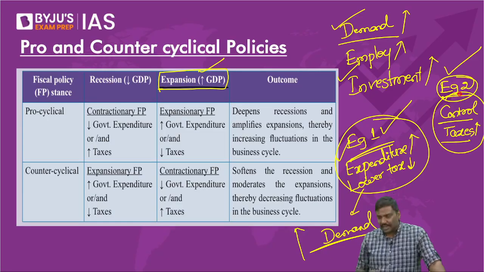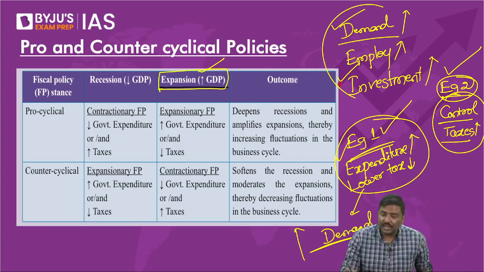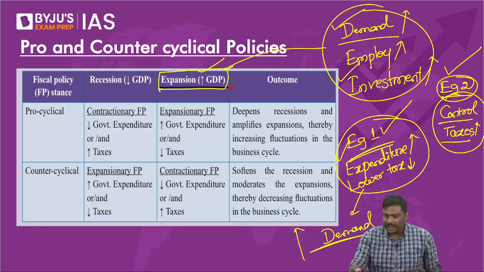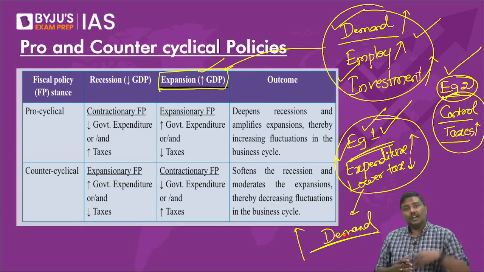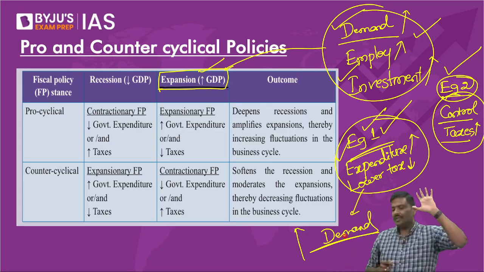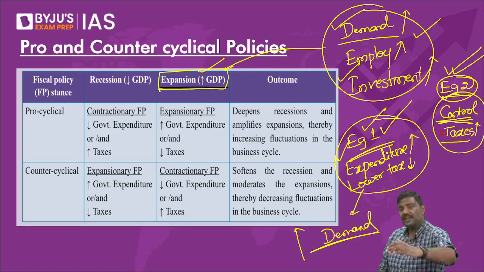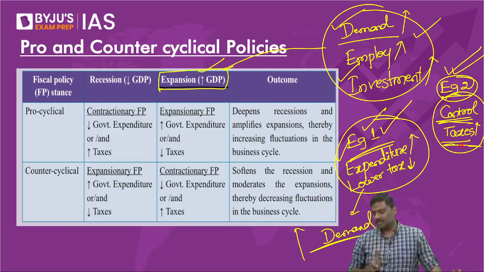Is it okay? Can I call this example 1? Please understand, don't compare it with the previous example and get confused. This is during expansion. During expansion, if government increases its expenditure and reduces the taxes, it could cause inflation. That is a pro-cyclical policy. And during growth, during expansion, if government reduces its expenditure and increases the taxes in order to control demand, that will lead to controlling of inflation. That is counter-cyclical policy. Right?